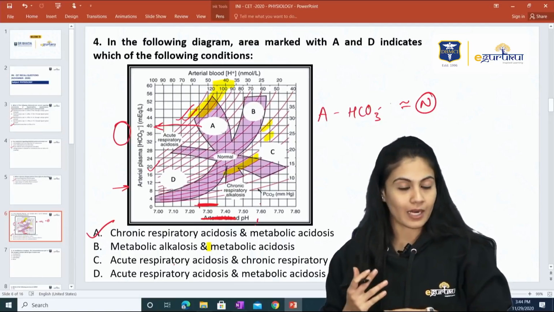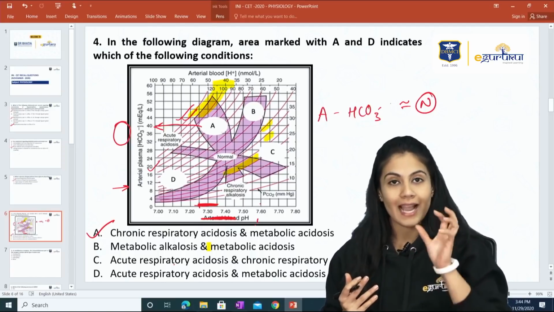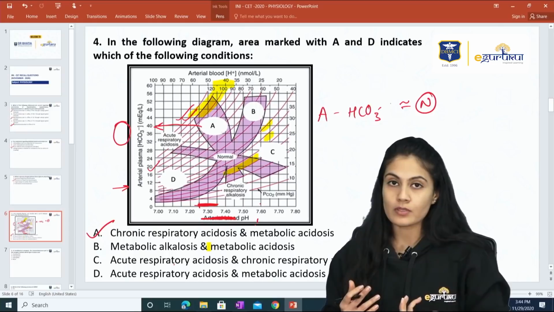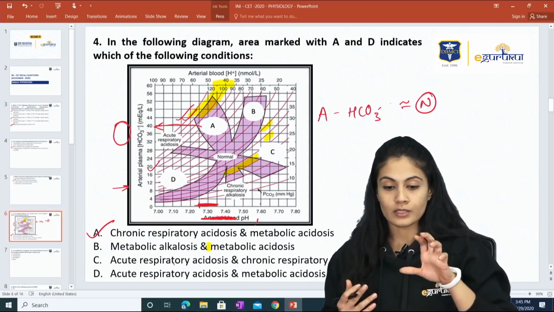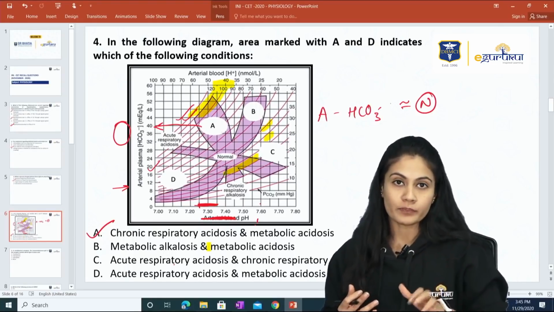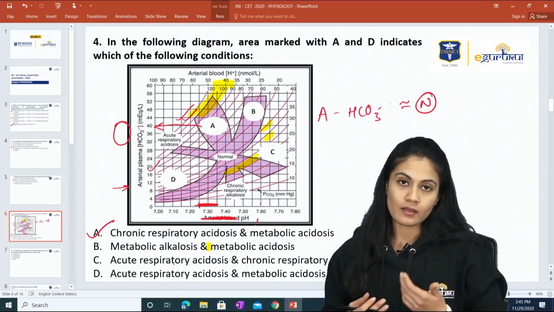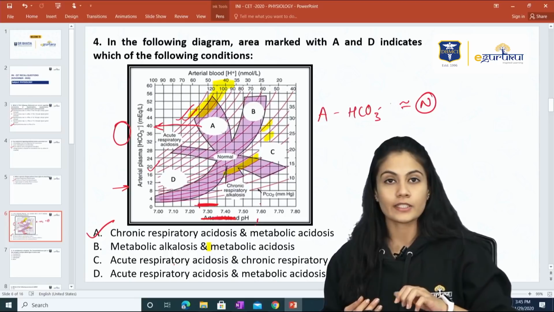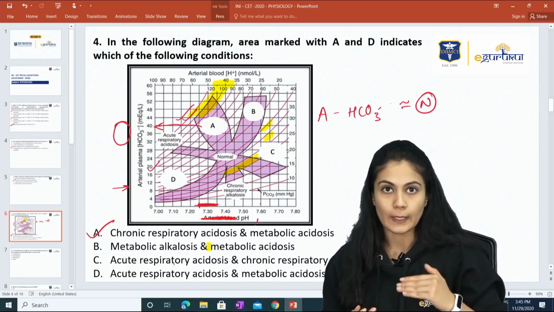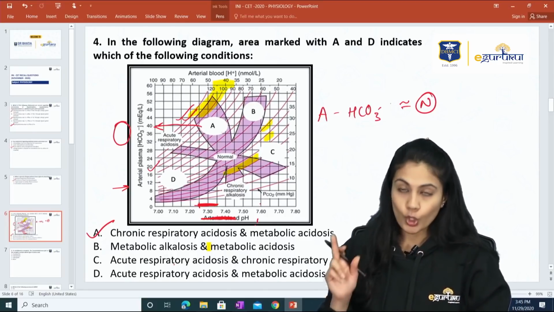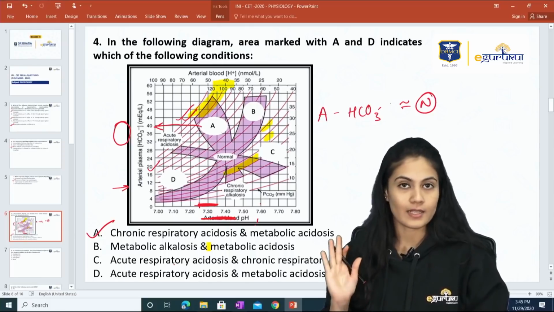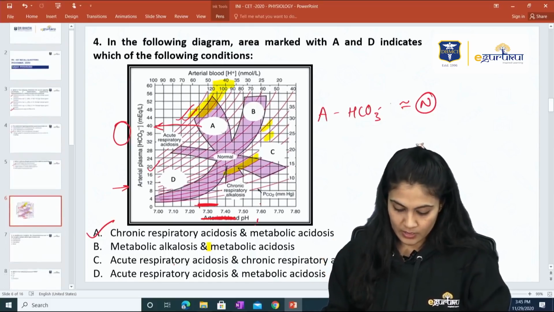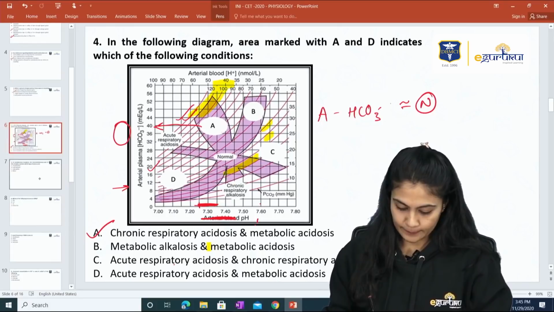And that's why the bicarb levels are increased. In the acute condition, there is no time for compensation, and that's why the bicarb levels will be either normal or slightly increased, not reaching 40. So that's why the answer is chronic respiratory acidosis. So that's why the answer is option A.